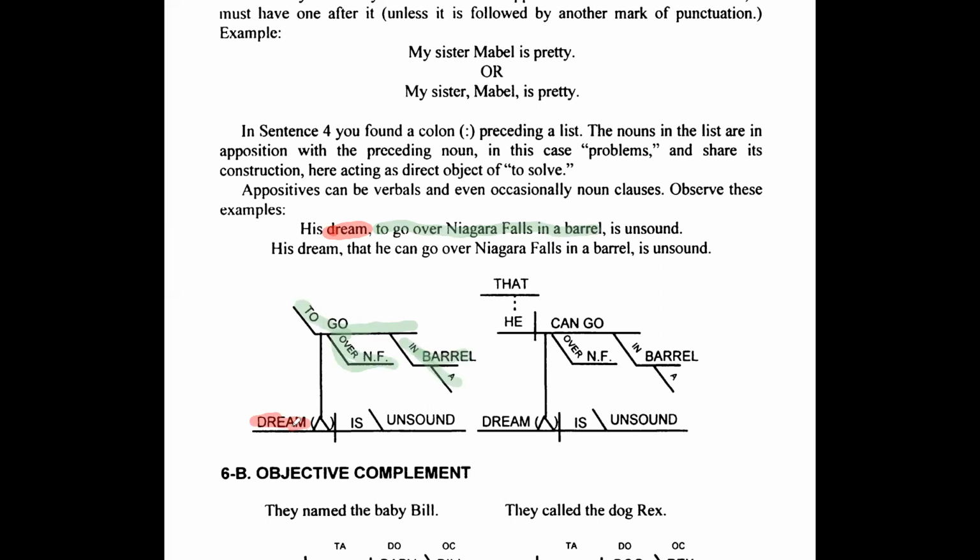What about the next one? His dream, so same in meaning, that he can go over Niagara Falls in a barrel is unsound. So that he can go over Niagara Falls in a barrel is going to be, right, one of those noun clauses that has the extra that. How do we know it's a noun clause? Because it's in a noun place. It's in apposition, so because it's in apposition, right, it is a noun. Okay, so that's how you're going to do these. And that's it for appositives. They're very easy. You use them all the time.